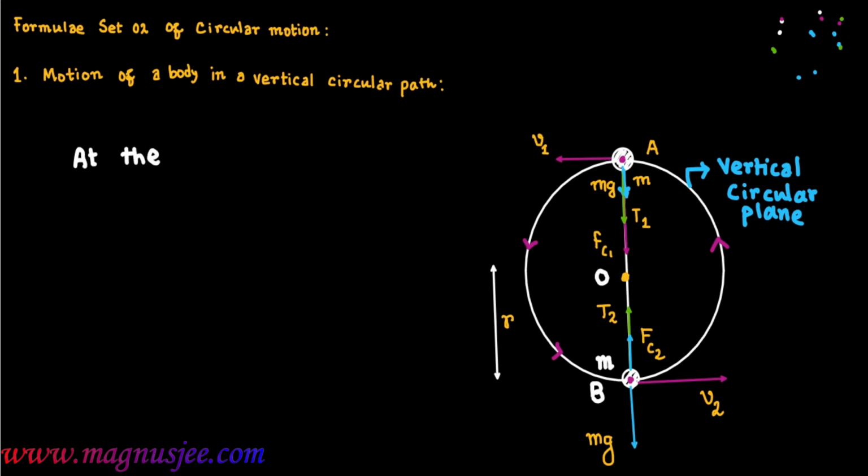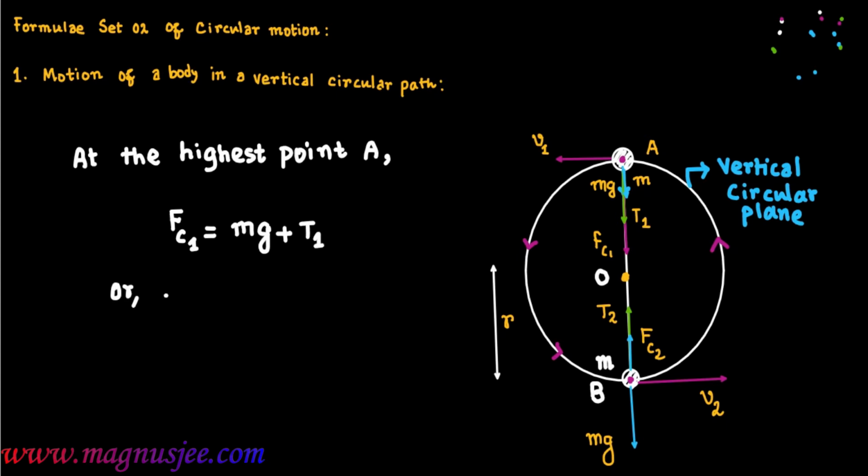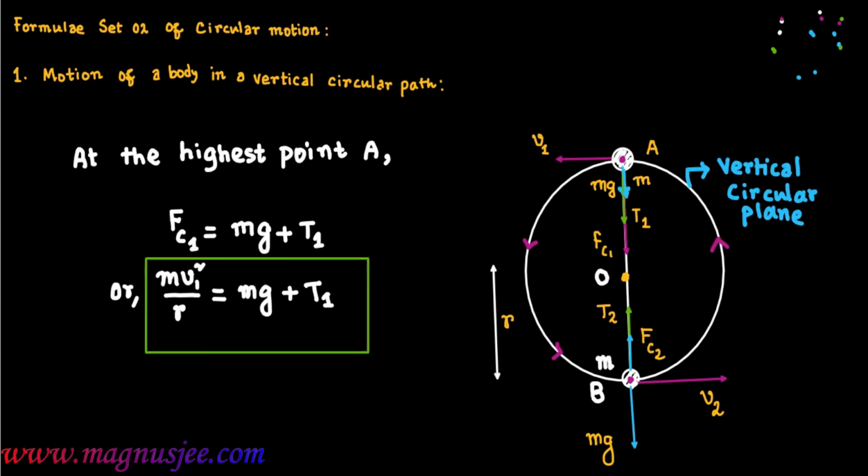At the highest point A of this vertical circular path, it should be vertical circular path, not vertical circular plane, the centripetal force Fc1 is mg plus T1. So the centripetal force has the expression mv1 square by r equal mg plus T1. This is the expression of centripetal force at the highest point.